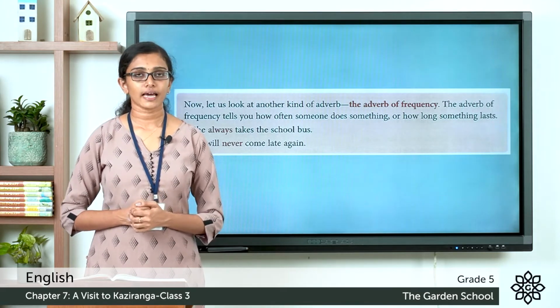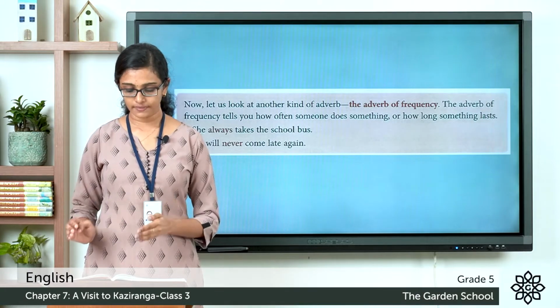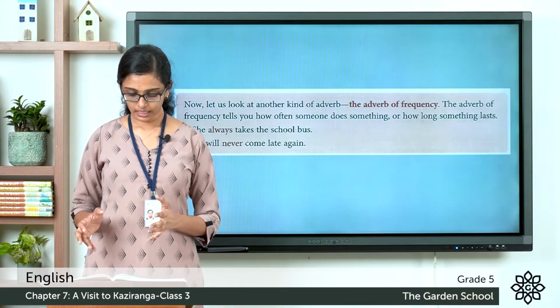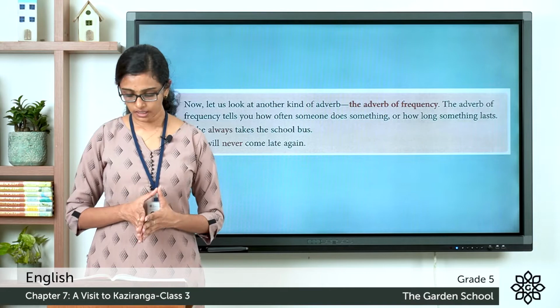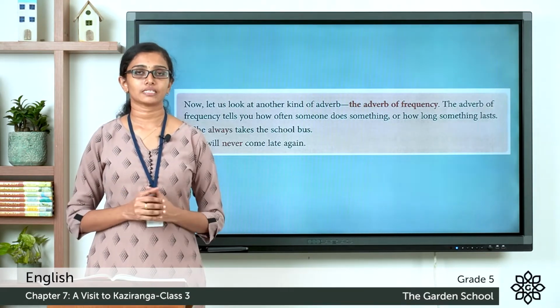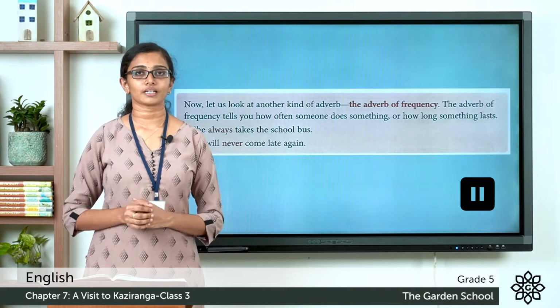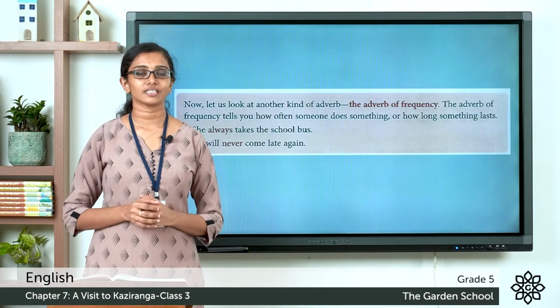So this one you do as an activity. You have to choose a correct adverb of frequency from the choices given in the box, and below you can see sentences with blanks in between. Choose the correct adverb of frequency to fill in the blanks and complete the sentences. Please pause this video, finish writing the answers and come back. Hope you are done with that exercise. Now let's discuss the answers.